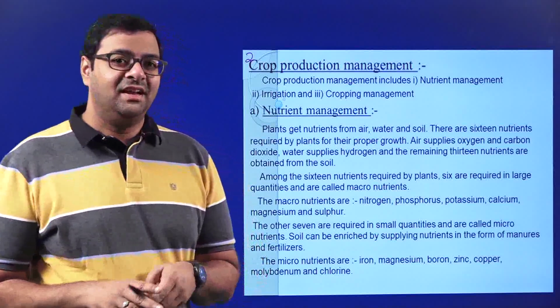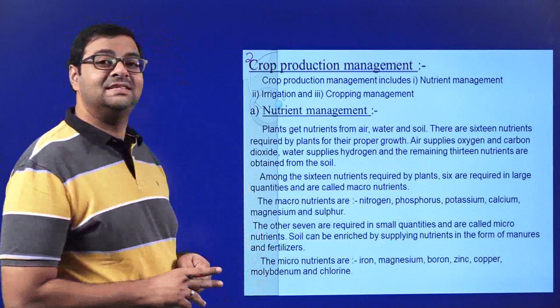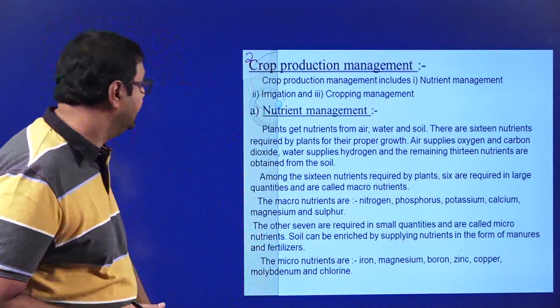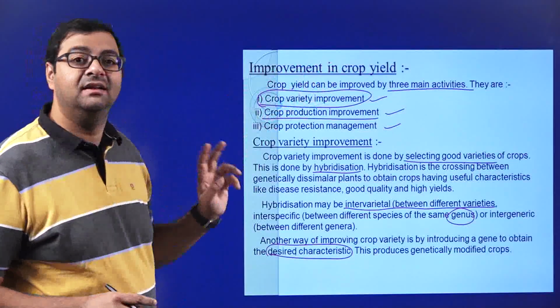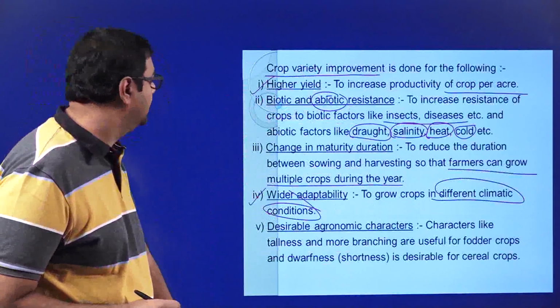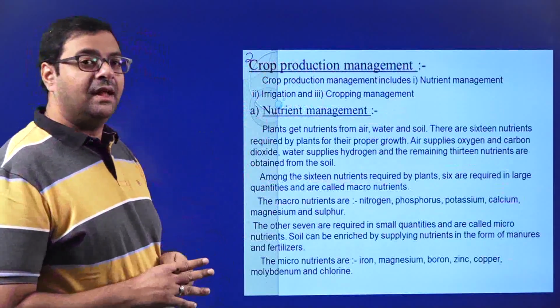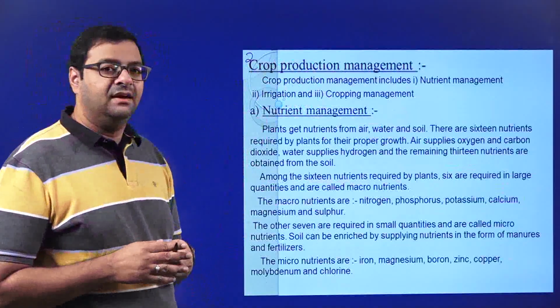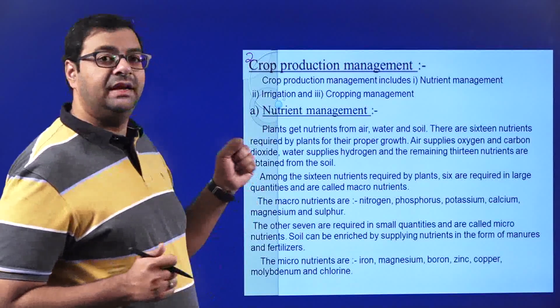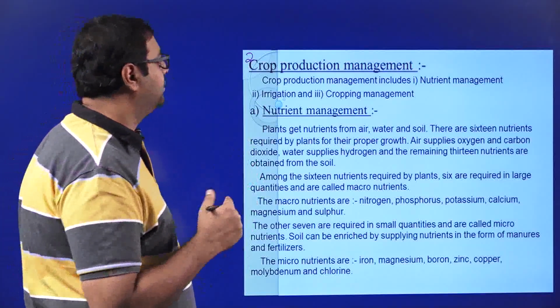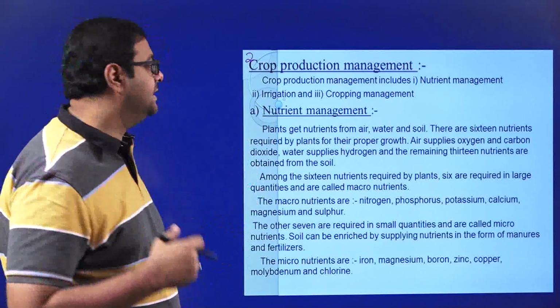Hello children. Today we are going to look at the second technique in the improvement in crop yield, which is crop production management. In this technique, it has three basic components. So crop production management has three basic components.